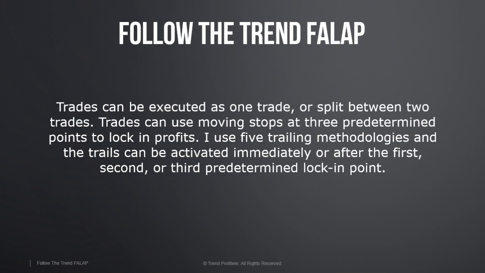Trades can be executed as one trade or split between two trades if you are able to do that with your broker. Trades can use moving stops at 3 predetermined points to lock in profits, and I use 5 different trailing methodologies. The trails can be activated immediately or after the first, second, or even third predetermined lock-in point, which is usually what I do. I'll lock in profits at one target, I'll lock in more profits at a second target, and on the third target, I'll have my trailing activated.